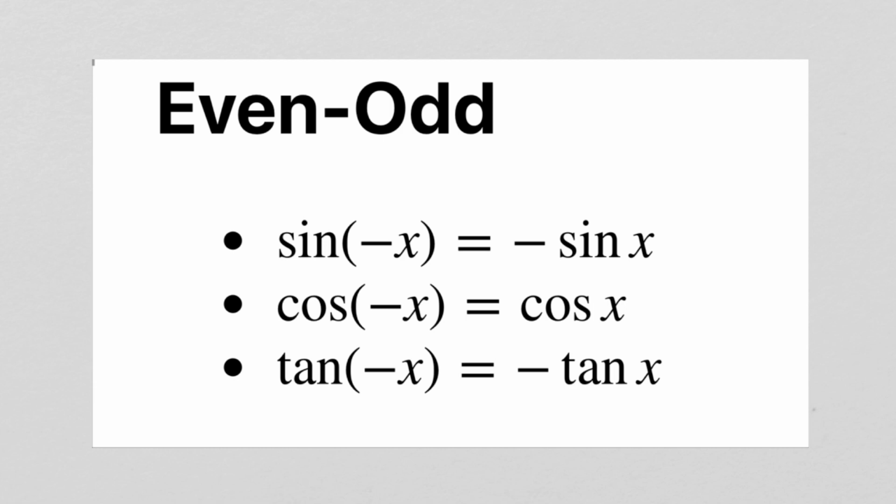Even and odd functions. Sine of negative x equals negative sine of x. Cosine of negative x equals cosine x. Tangent of negative x equals negative tangent x.